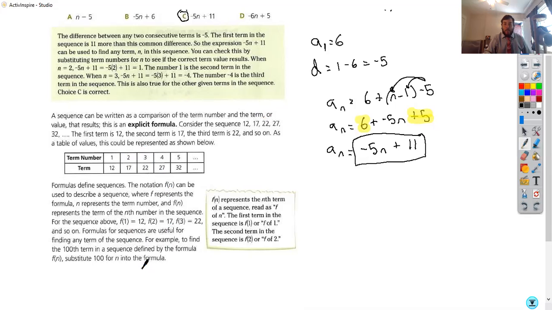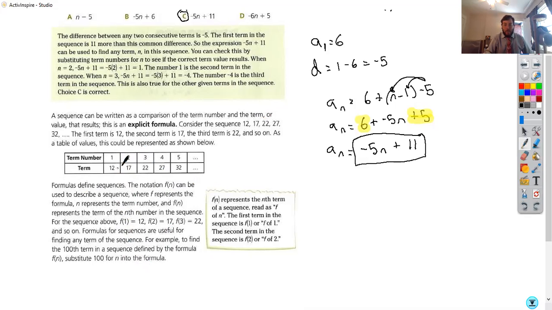And they filled out the table of values below. So formulas define sequences. The notation f of n can be used to describe a sequence where f represents the formula and n represents the term number. And f of n represents the term of the nth number in the sequence.